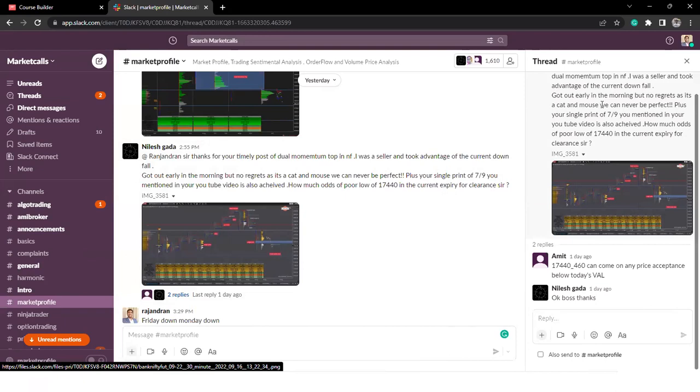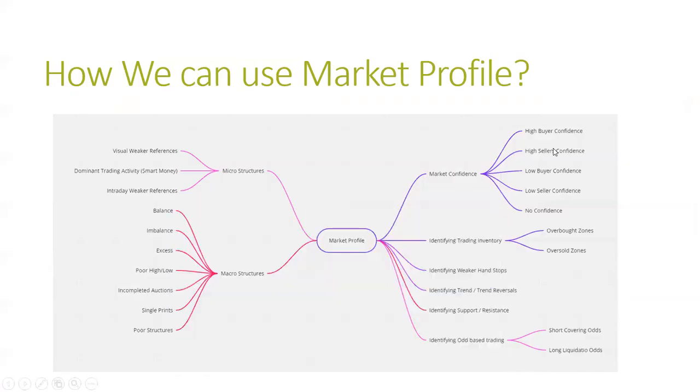So one among them is what? It is playing out a G2 high, one form of a top formation, and a dual momentum top, another form of top formation, is what I've been thinking about. So where could the price move next?